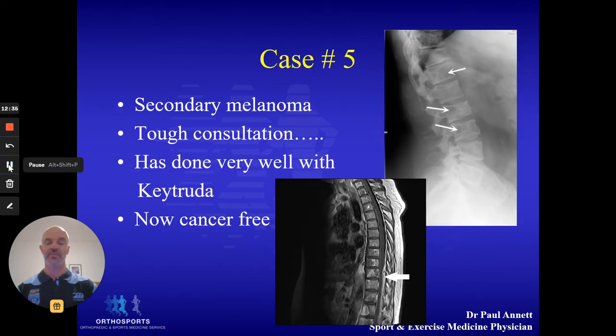Unfortunately, an MRI scan in this patient did demonstrate secondary melanoma throughout the spine. As might be imagined, this was quite a tough consultation in a 40-year-old fellow with a young family. I'm pleased to say that he has done very well with one of the new biological medications used for treating melanoma known as Keytruda, and he's currently now cancer-free.